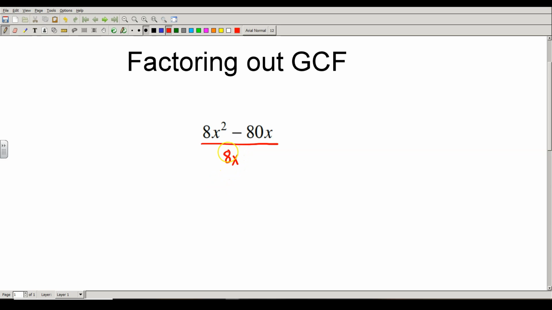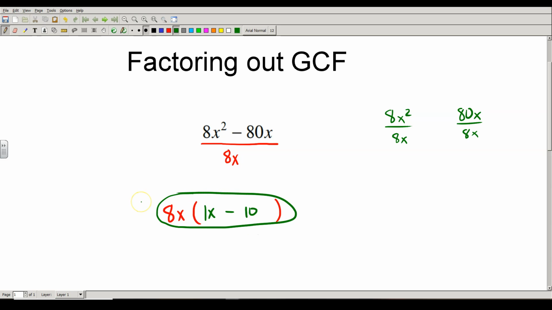So the way that we would factor it is we would divide both of those by 8x, and write the greatest common factor on the outside, and then inside the parentheses we would write the results of dividing each term by 8x. So if I took 8x squared and divided that by 8x, my result would be 1x, or just x. Minus, and then if I took 80x and divided that by 8x, well, 80 divided by 8 is 10, and x divided by x is 1. So this would just become minus 10. And so this would be factored form by pulling out an 8x. We could write it as 8x times (x minus 10).